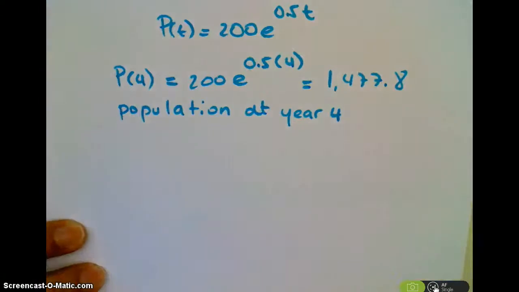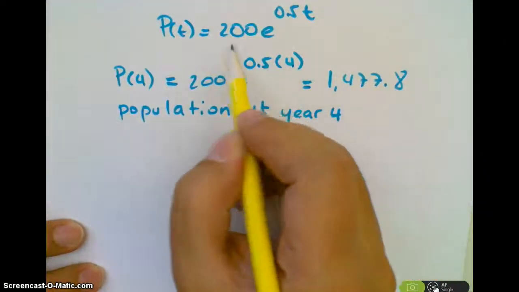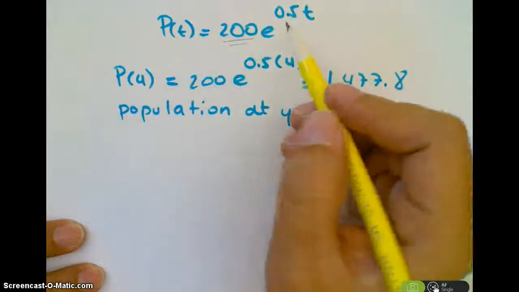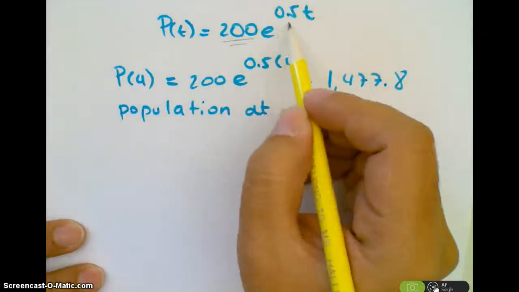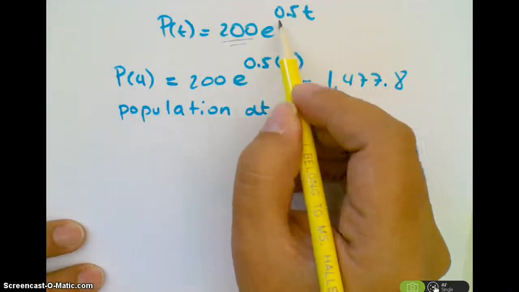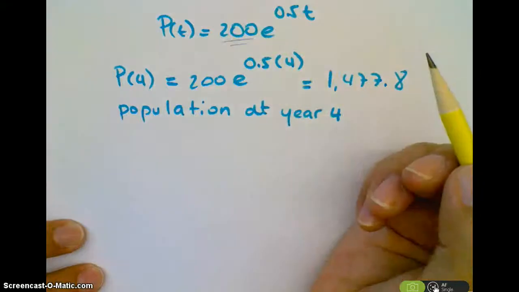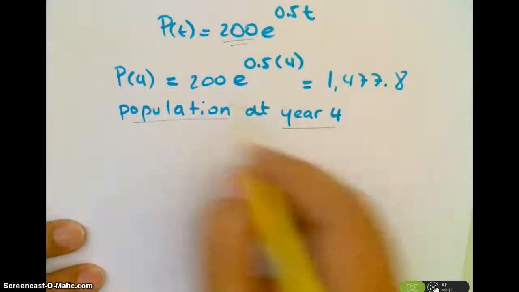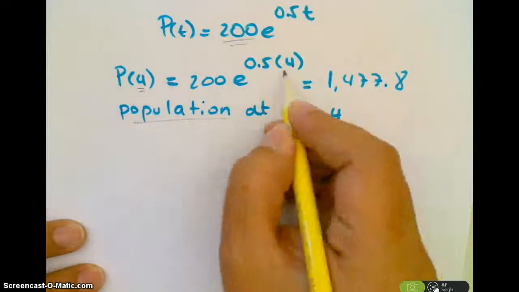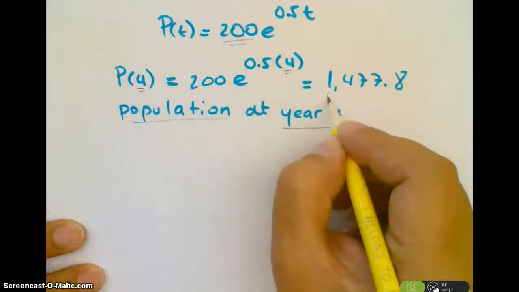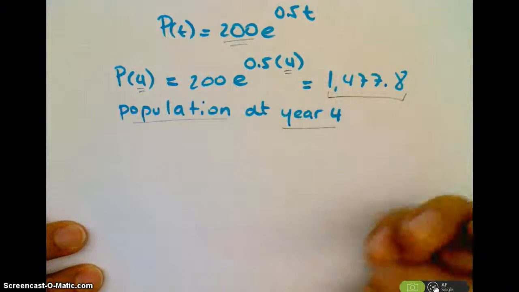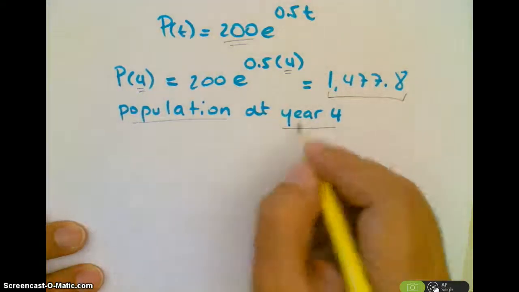Let me continue with the example about the population. The initial population is 200 people at the beginning, and the relative growth rate is 50% per year. So P of 4 represents the population at year 4. When I replace 4 instead of t, I get this number. Now, what if the question asks, how fast is the population growing at year 4?